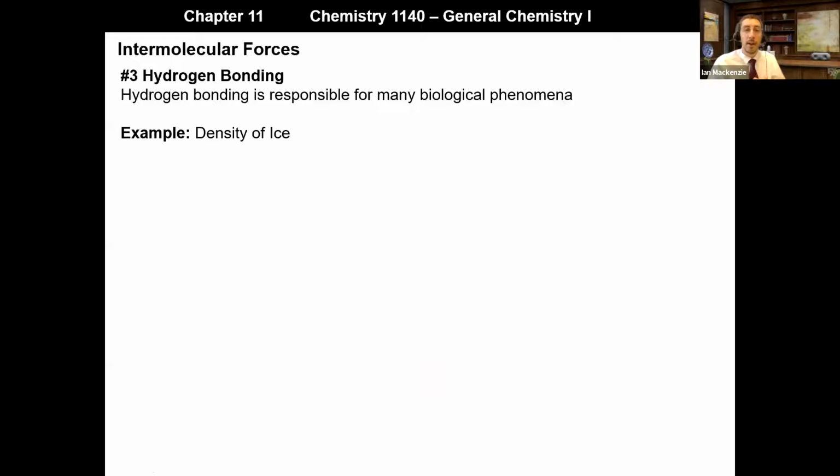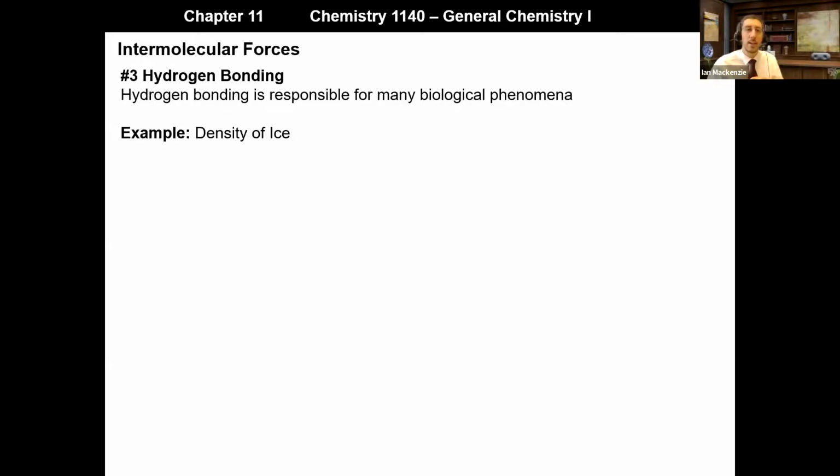Another example of hydrogen bonding at work is the density of ice. Now, this is very important. If we take an ice cube and drop it in water, you'll notice that it floats. This is extraordinarily useful because it means that when lakes freeze over, they freeze top down rather than from the bottom up. And that allows life in the water to continue to survive even when the lake is frozen over.